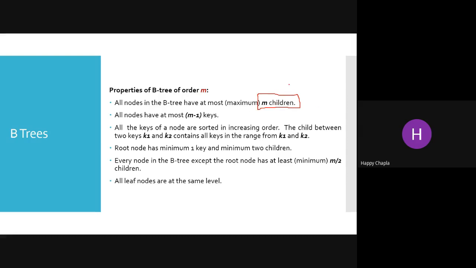Maximum m children होने चाहिए. Now, all nodes have at most m minus 1 keys. That means आप जितने भी values insert कर रहे हो एक node में, वो always m value से -1 होनी चाहिए.